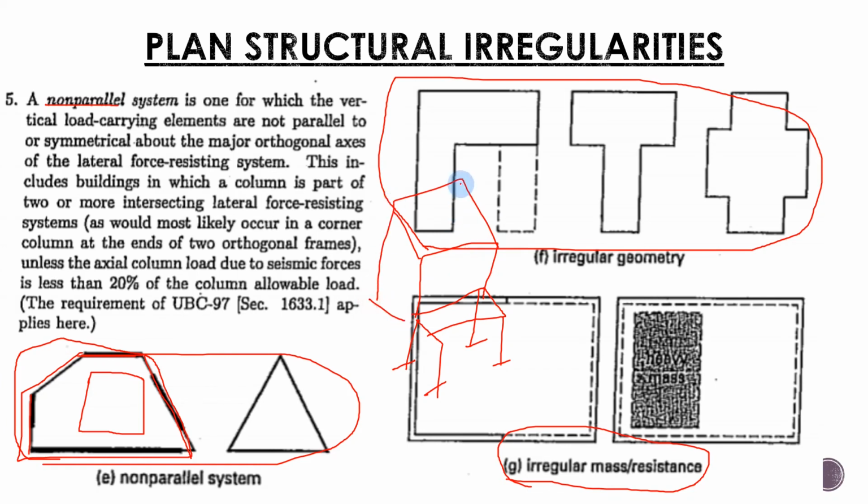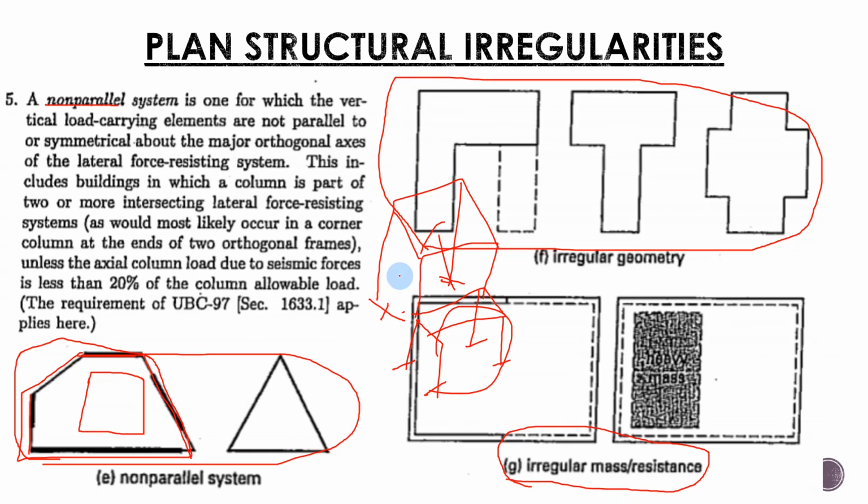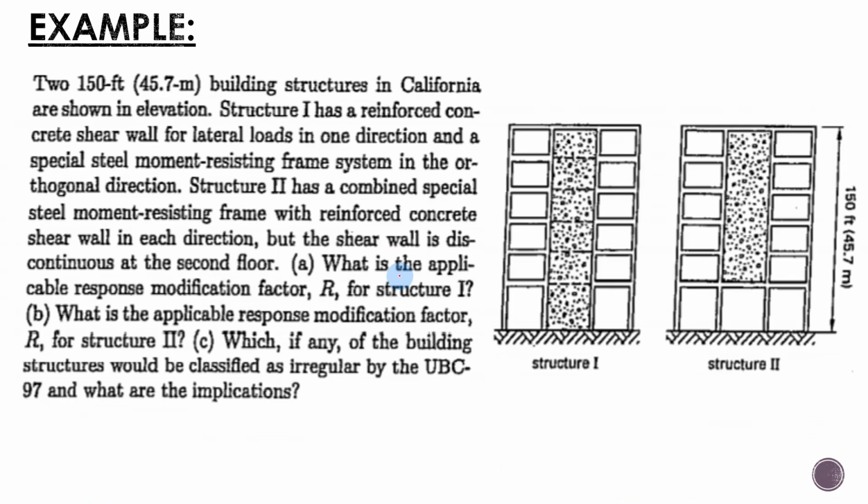Okay, so this is a two-story structure. It is heavier here because it is a two-story compared with the rest below. So there are irregularities in mass and resistance. Okay, so those are the irregularities, guys. Let us proceed to this example.